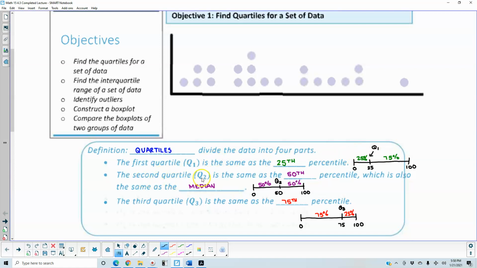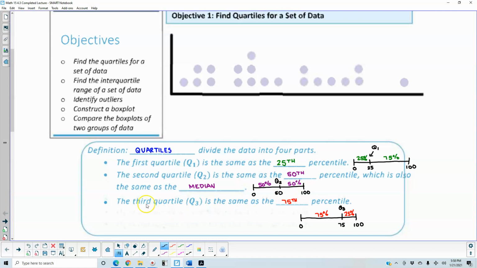The second quartile, Q2, is the same as the 50th percentile, which is also the same as the median. So going from 0 to 100, here we have 50 in the middle, which is quartile 2, which means this is the first half of the 50%, this is the second half of the 50%.